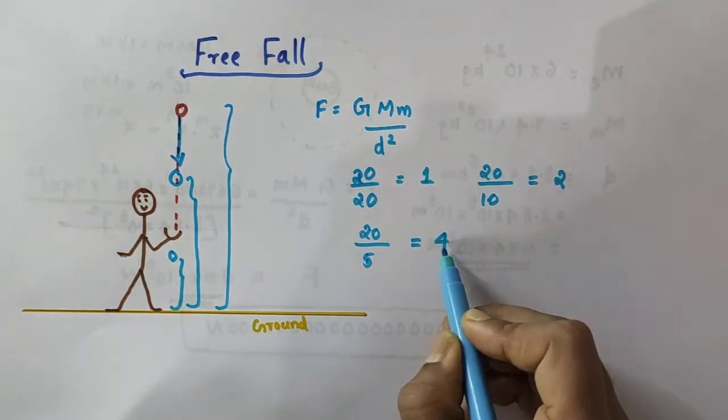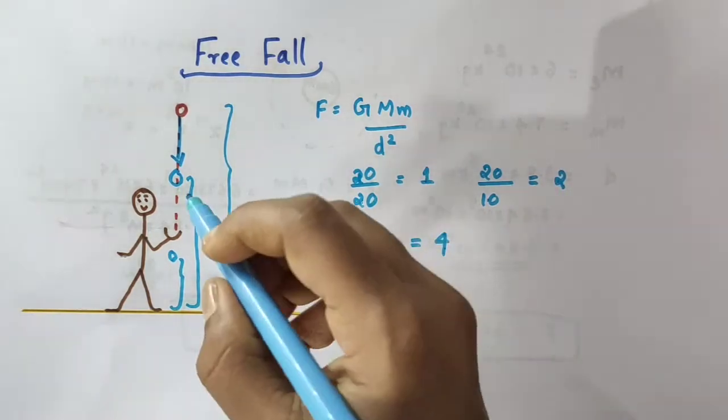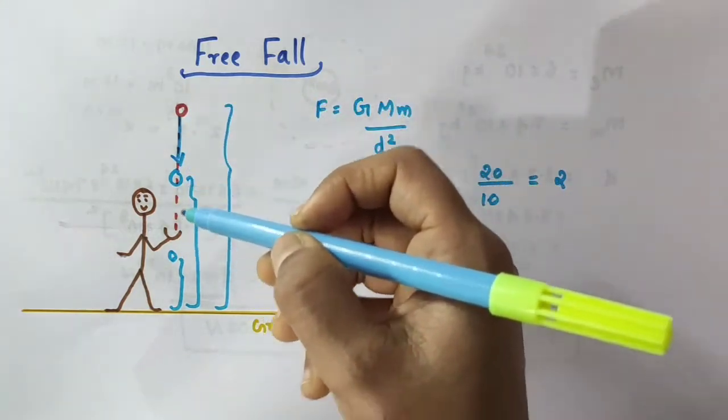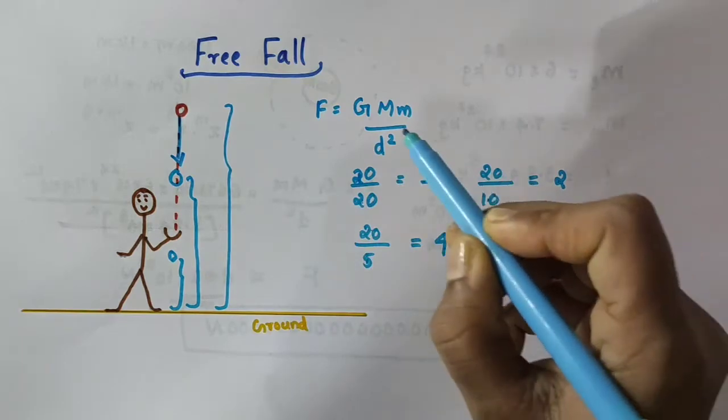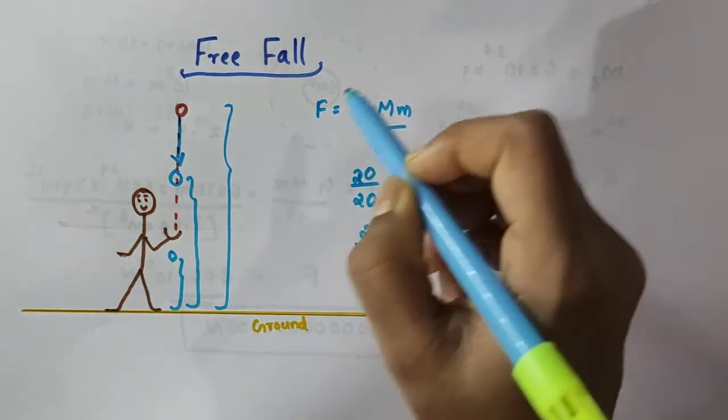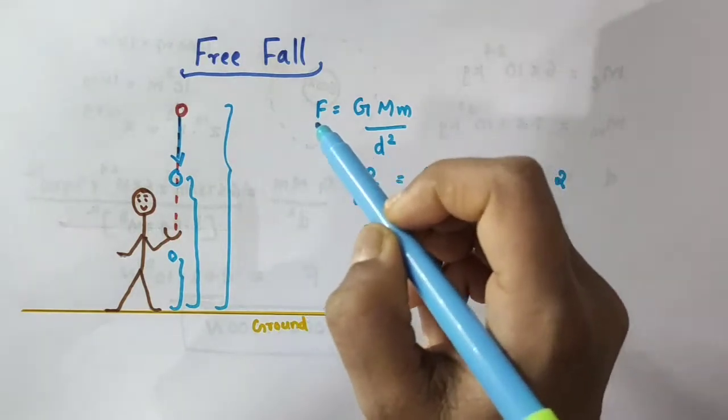So similarly here, when the object is falling down, its distance from the ground decreases. When the distance of separation decreases, it is in the denominator, so the denominator decreases. So, the total value, that is F, the force, increases.